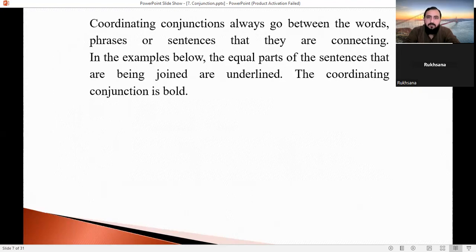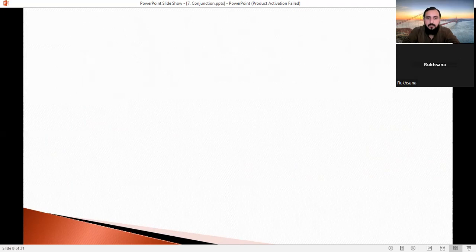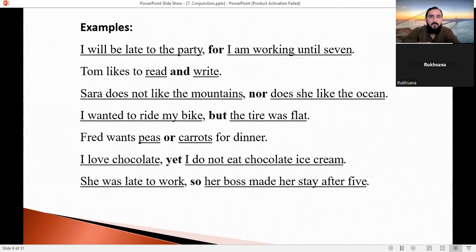Coordinating conjunctions always go between the words, phrases, or sentences that they are connecting. In the example below, the equal parts of the sentences that are being joined are underlined. The coordinating conjunction is bold. Examples: I will be late to the party, for I am working until 7. So here for means because. Tom likes to read and write.